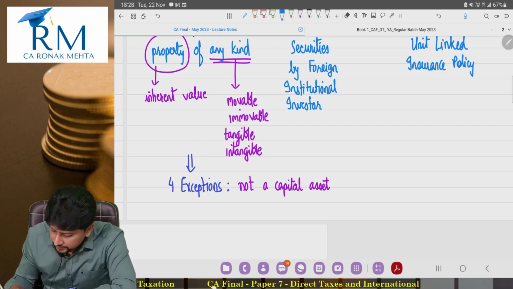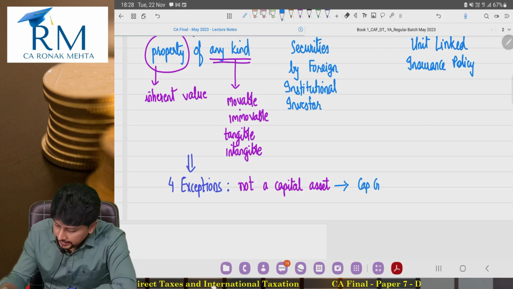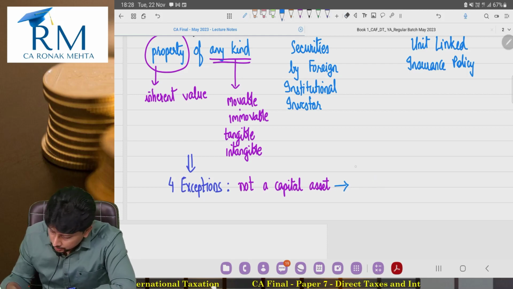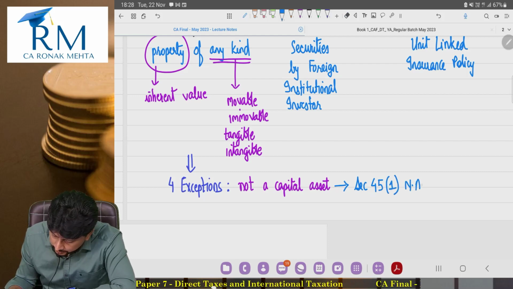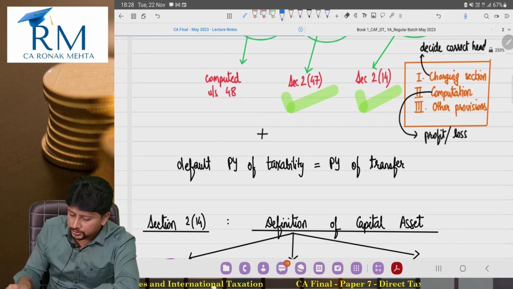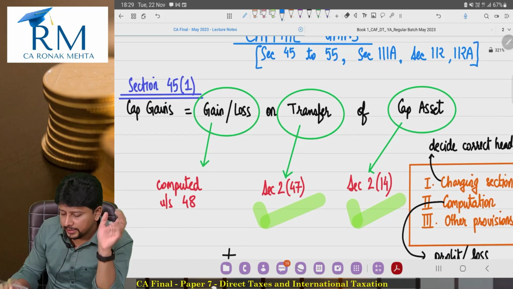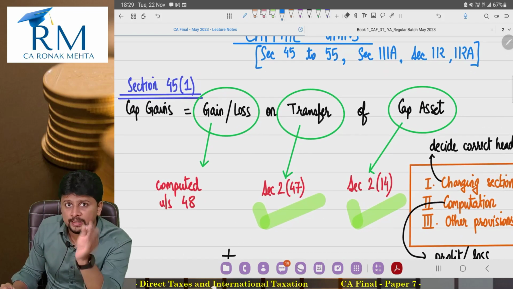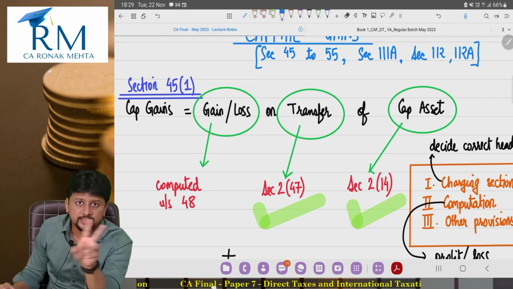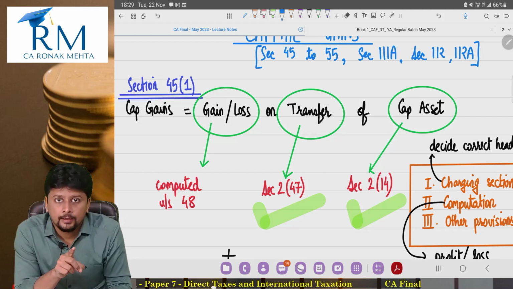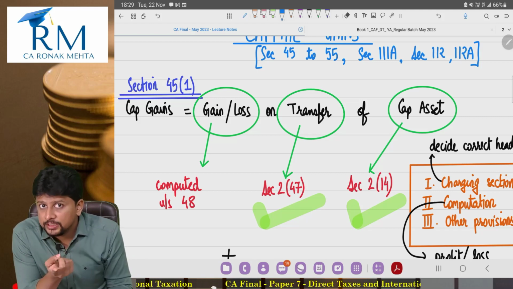Which means if they are not treated as a capital asset, obviously capital gains as a head of income does not apply. Or if I write some technical wording, section 45(1) is not applicable. And 5 minutes ago we understood one thing, that if section 45(1) is satisfied, if section 45(1) applies, only then I have to follow the computation under section 48. Now I am playing with section numbers here. What is 48? 48 is the computation section. But computation is secondary. First I have to satisfy the charging section.